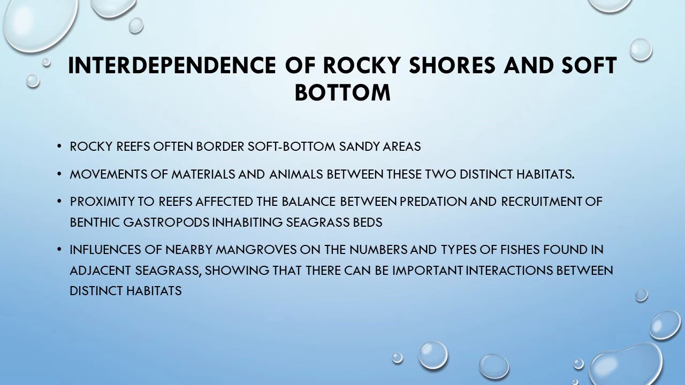The intensity of predation on mussels on intertidal rocky reefs depended on the nature of the adjacent subtidal substratum. Where intertidal rocky reefs were bordered by soft-bottom subtidal substrates, predation was such that all transplanted mussels were rapidly consumed, except if protected by experimental cages. It was also found that nearby mangroves influence the numbers and types of fishes found in adjacent seagrass, showing that there can be important interaction between distinct habitats.